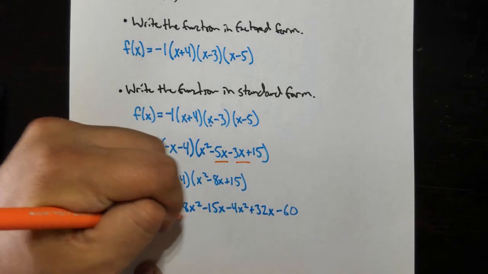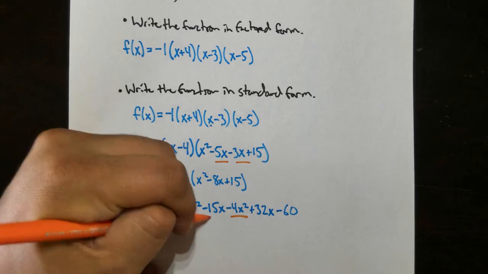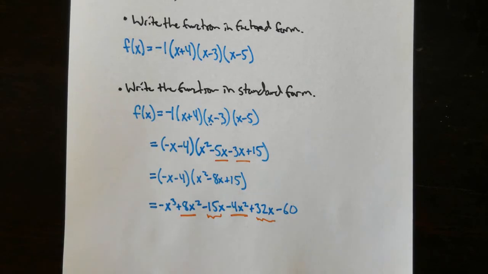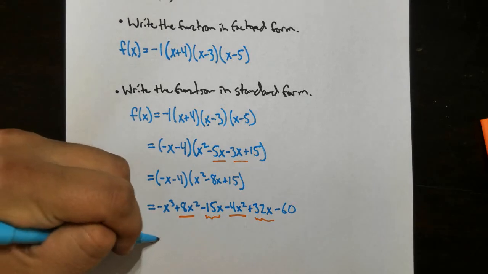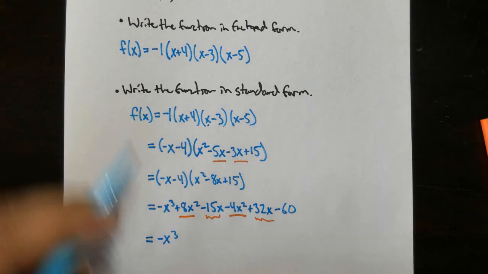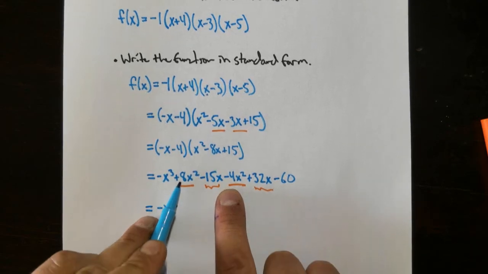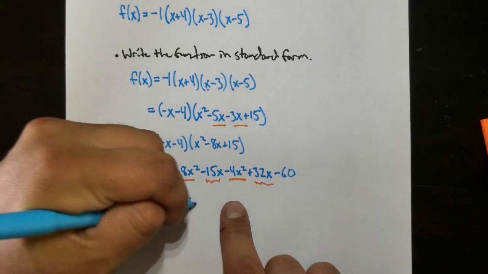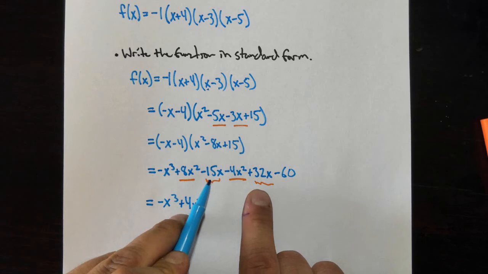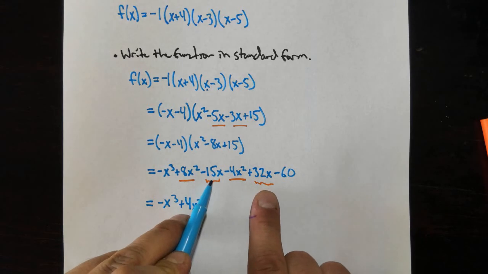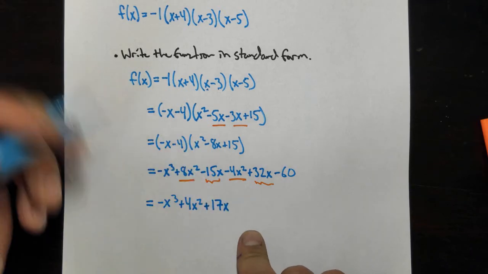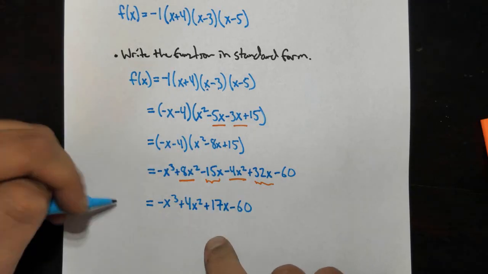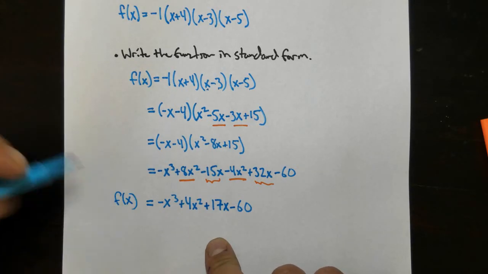So notice we have 2 x squared terms, and we have 2 x terms. So let's combine those. So we're going to get negative x cubed. 8x squared minus 4x squared, that's going to be plus 4x squared. Negative 15x plus 32x, that's going to be plus 17x. And then minus 60. And there we have it. We have our answer in standard form.